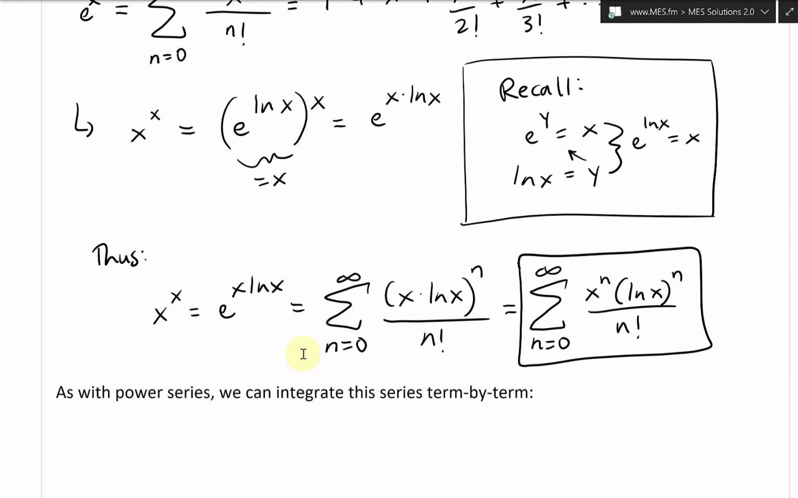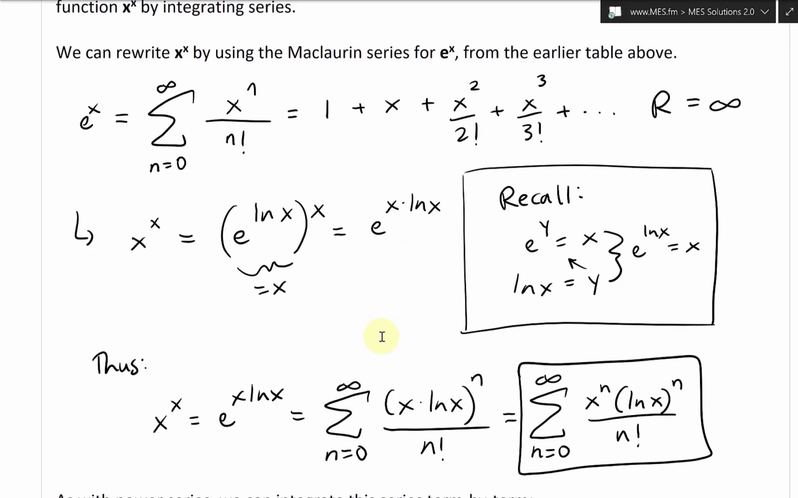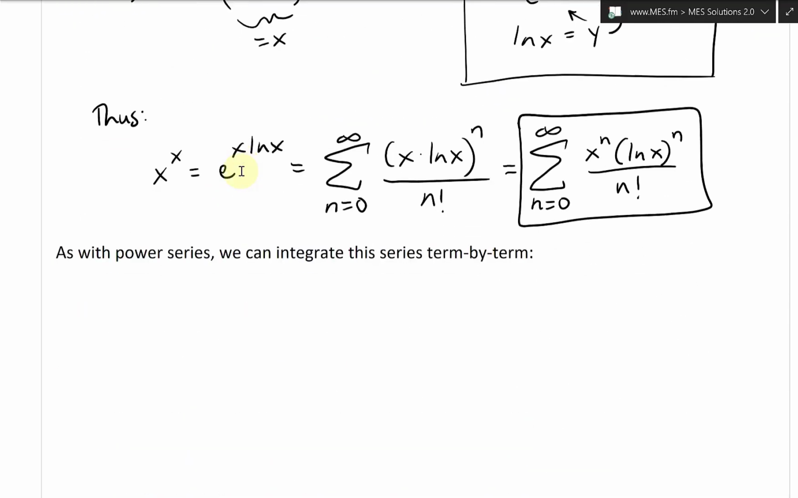And now continuing further, as with power series, in fact you could write this as a power series because you have the power there. Yeah, you could rewrite this as a power series. In fact, this e to the x was derived from a Maclaurin series, which is a type of Taylor series, and that is a power series. So anyways, we can integrate this series term by term.